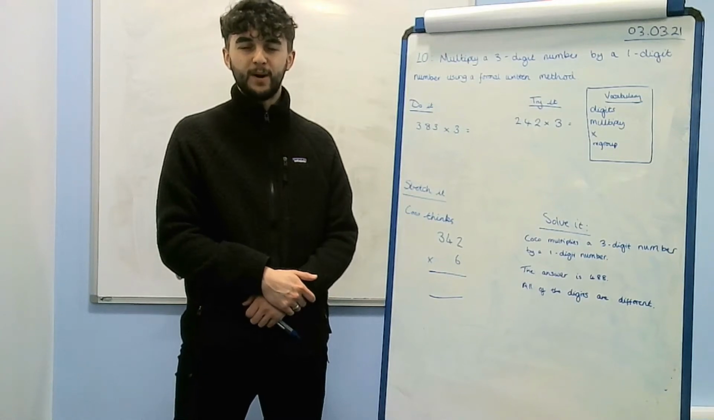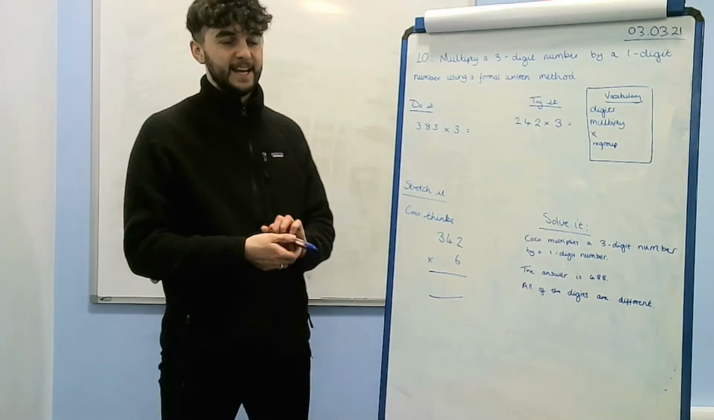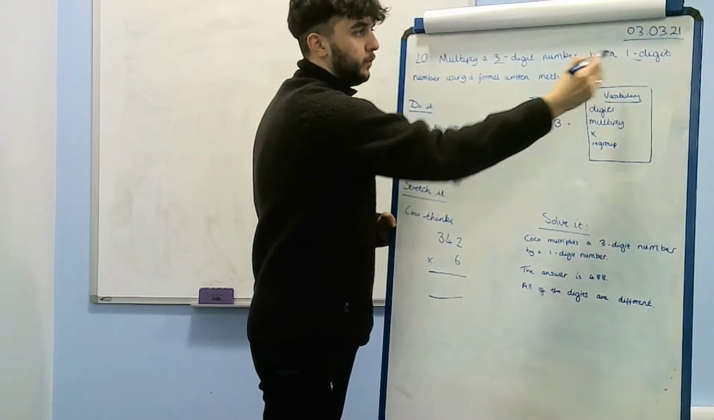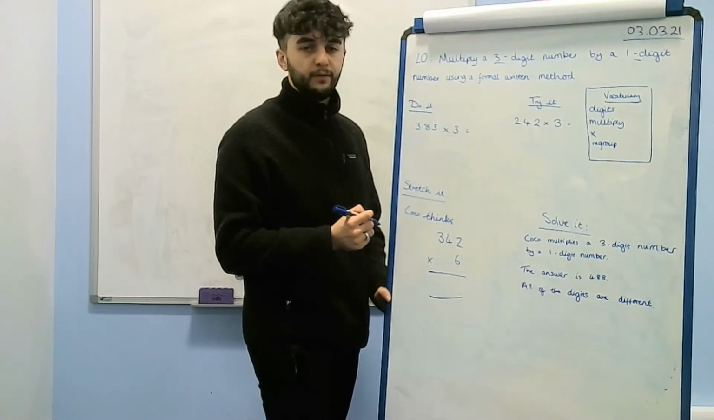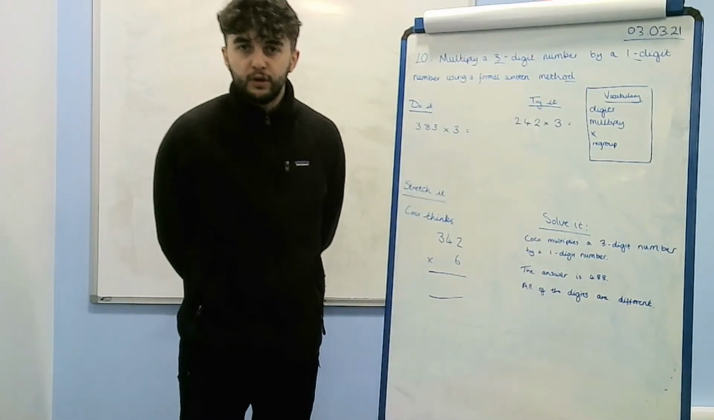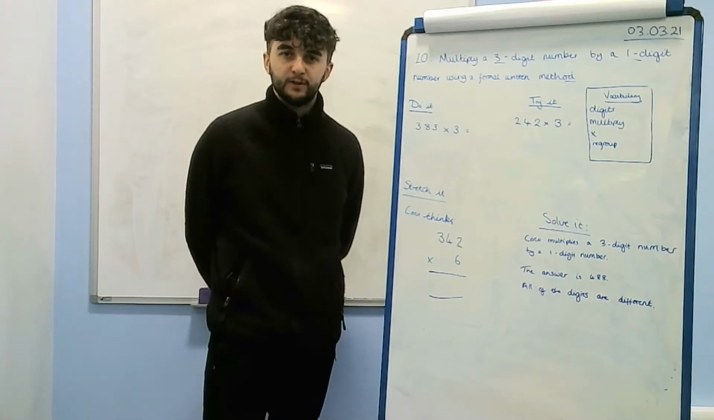Good morning everyone and welcome back to another math lesson. Today your learning objective is to multiply a 3-digit number by a 1-digit number using a formal written method. And this time there will be some changes and regrouping required in the tens column.